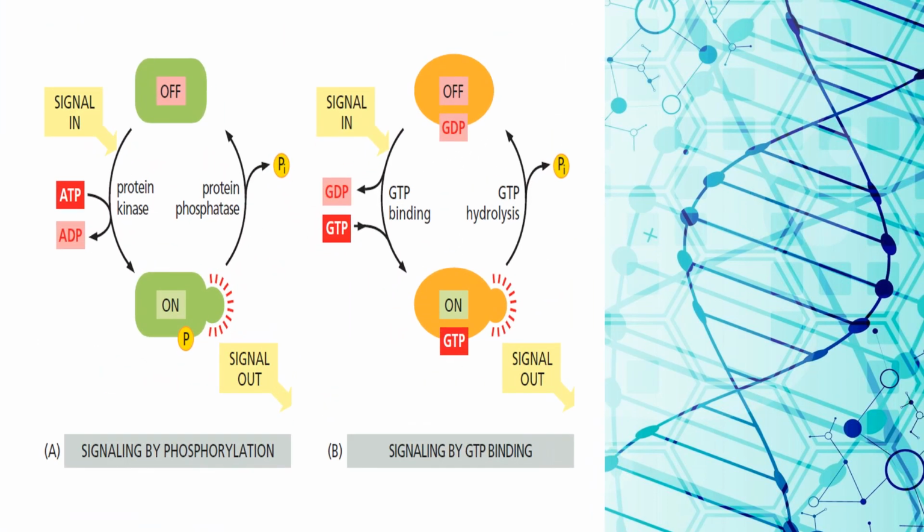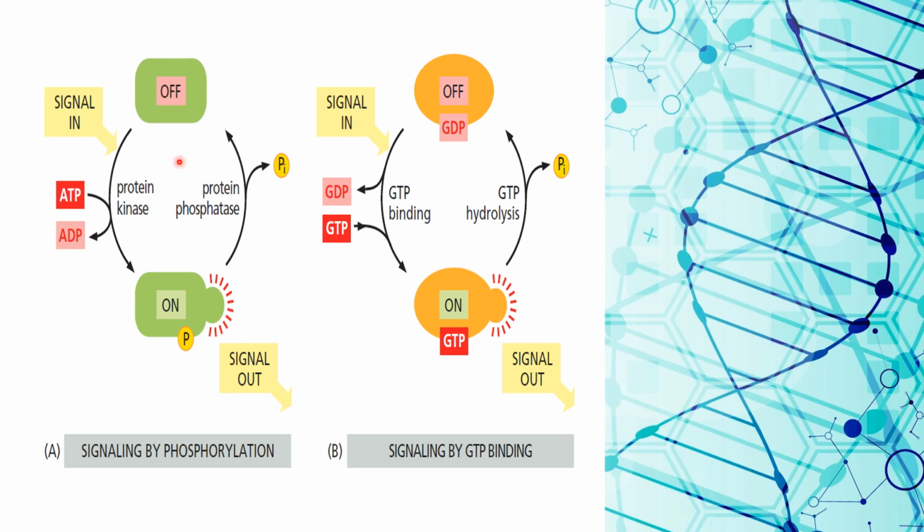Let's now discuss these intracellular signals. Most of these intracellular signals are proteins which relay the signals by generating secondary messengers, which we saw just before. These proteins behave like molecular switches. When they receive a signal, they turn on, and they turn off when there is no signal.